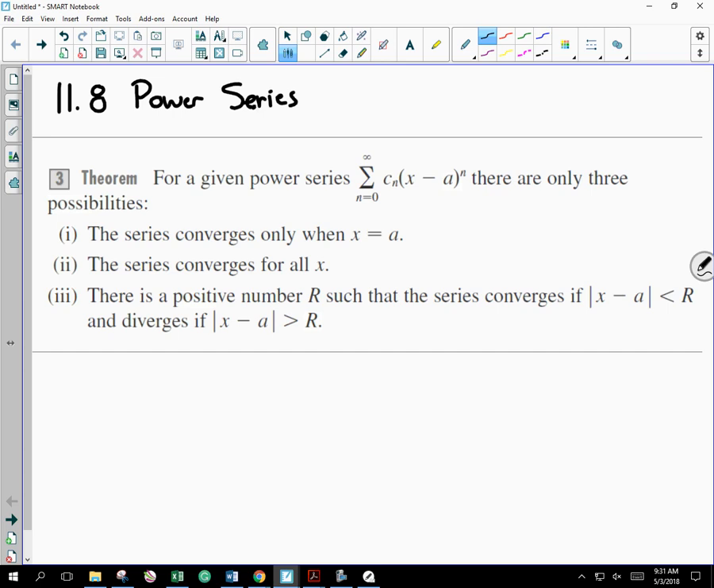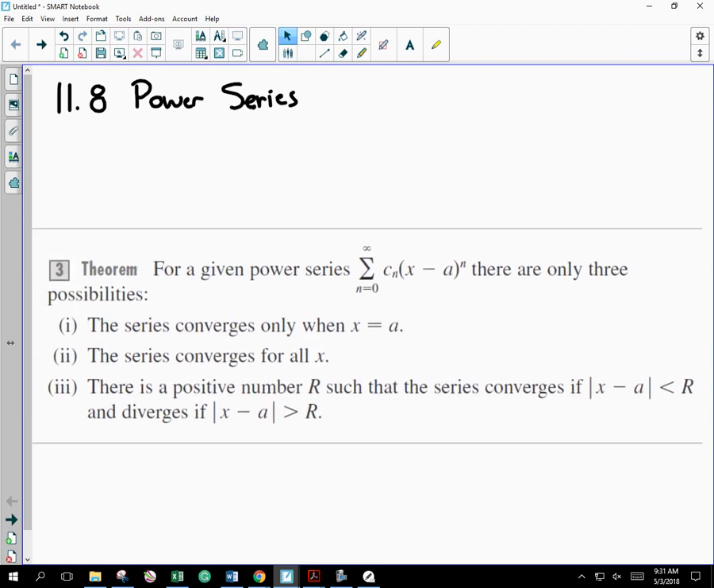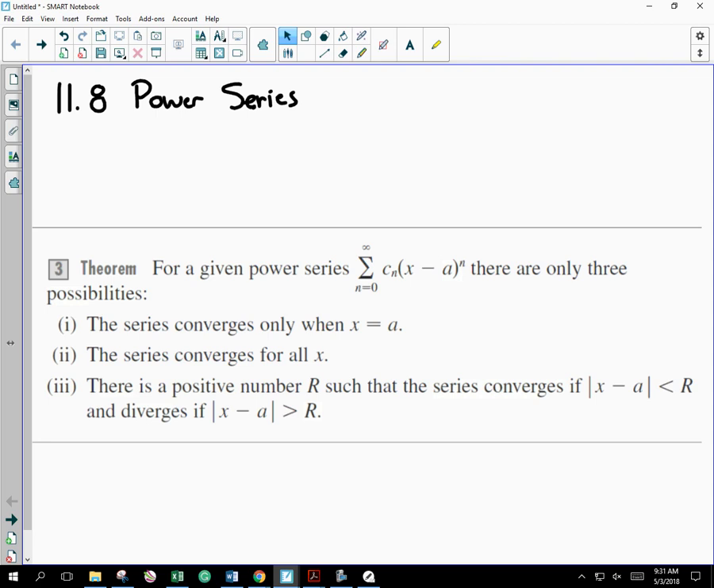This one lesson has it all, and it's going to start to tie it all together. Going to first give you an example of what a power series looks like.